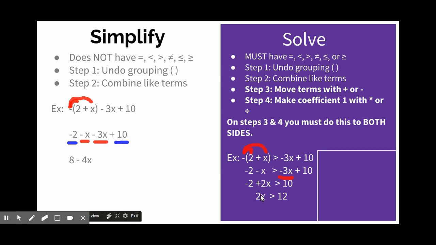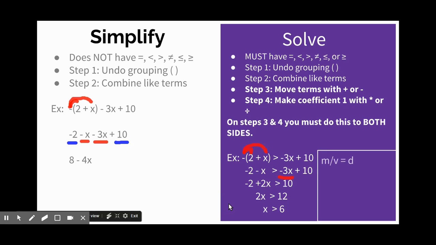Now we need to make that coefficient 1. Right now, here's our coefficient. That's a fancy way of saying the number in front of your variable. It's 2. To make it 1, we've got to divide both sides by 2, because right now 2 is being multiplied by x, and so the inverse operation is division. So when we divide both sides by 2, we should get x is greater than 6.